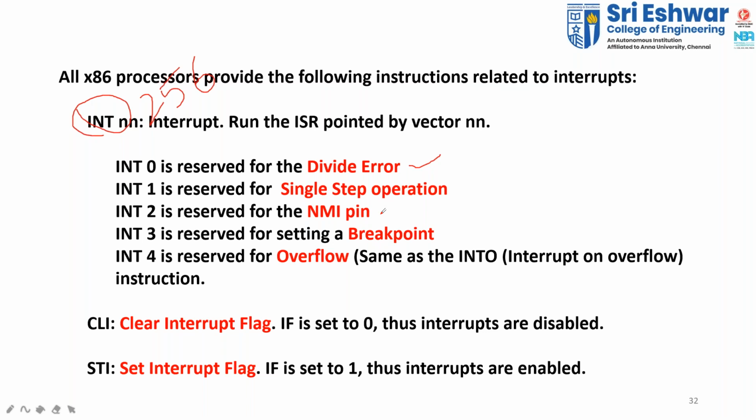And next we have interrupt 3. It is reserved for setting a breakpoint. What do you mean by breakpoint? If I have 50 lines in my program, I can set a breakpoint every 10 lines. I'm dividing the program into 10-line parts so that I can troubleshoot my program easily. If I troubleshoot the whole program in one stage, then I couldn't sort out where I have made the mistakes.